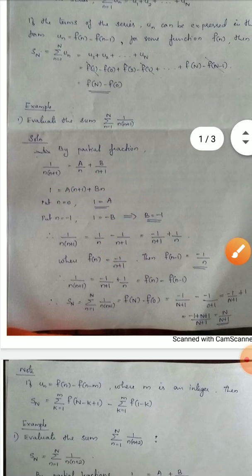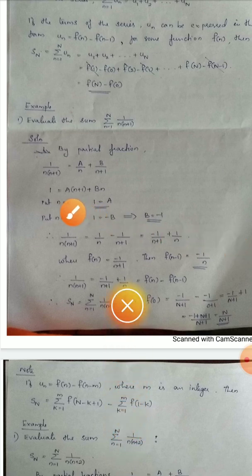To find a and b, put n is equal to 0. When we put n equal to 0, b vanishes and we can find a. The equation becomes 1 is equal to a into 0 plus 1, that is a into 1, so a is equal to 1. Then if we put n is equal to minus 1, a becomes 0 and we can find b. So 1 is equal to minus b, so that b is equal to minus 1. So we got a and b.